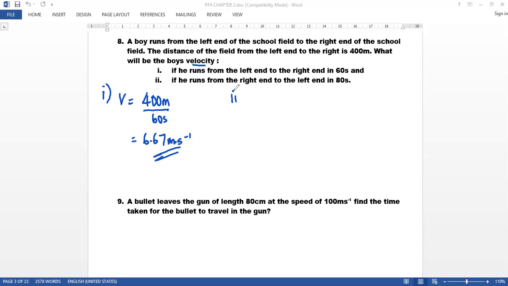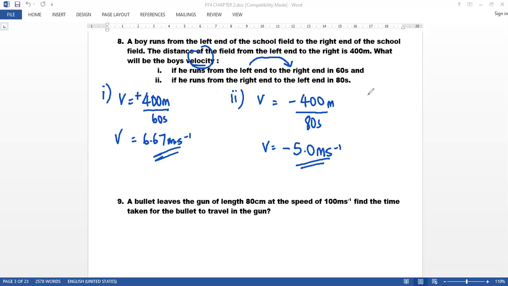Now look at number 2. The boy runs from right end to the left. So now when you took the left to the right as positive 400 meter, now you have to take it as negative 400 meter because velocity is the rate of change of displacement. So negative 400 meter over 80 seconds. So you get an answer of negative 5 meter per second.